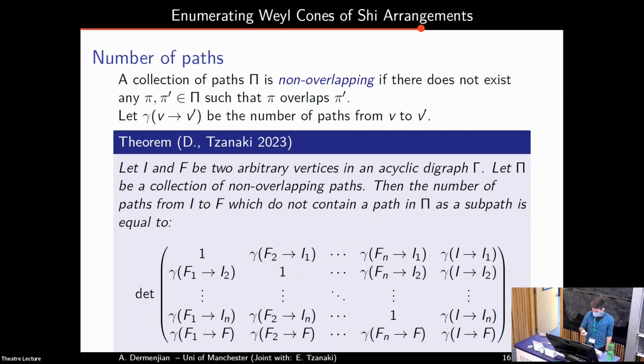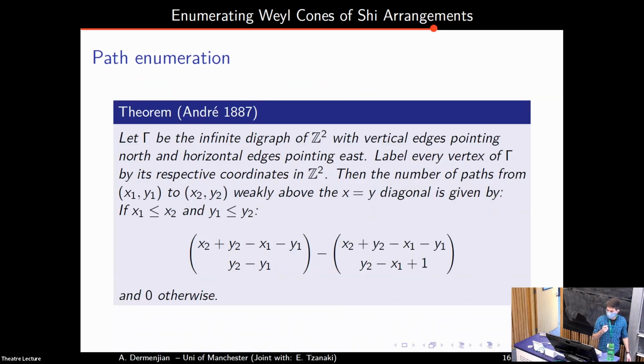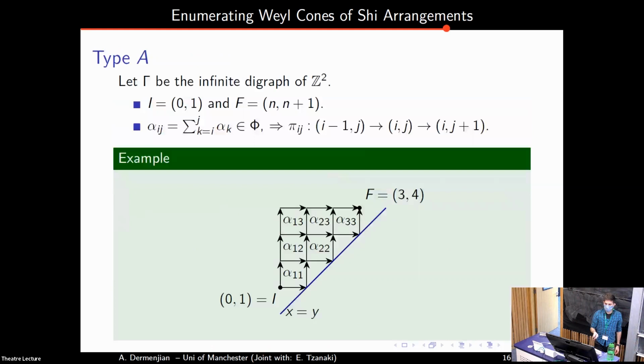So the cool thing about this theorem is we can now combine it with the results by Andre in 1887. So now we're going back two centuries. That basically looks at lattice path enumeration in Z^2. And it basically says if we have something above the x equals y axis, then I have this binomial coefficient, kind of binomial subtraction thing, that tells me exactly how many paths are between these two points. So we can combine this with our previous result to, in essence, get a nice result for type A.